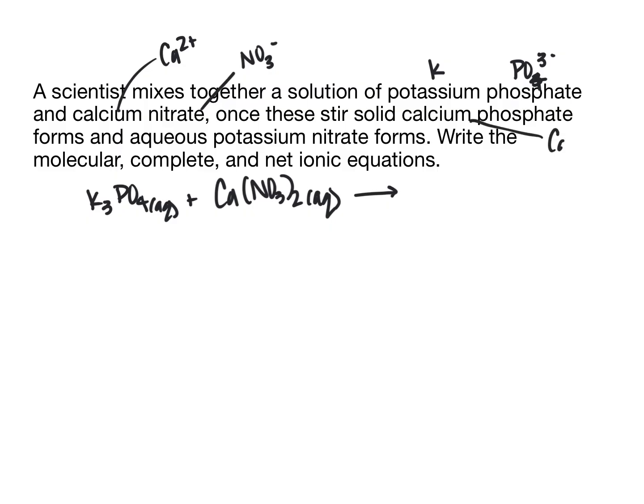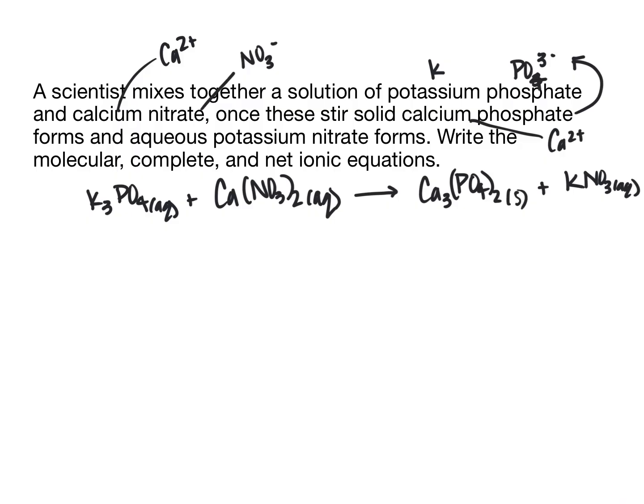So we have Ca2+ and still the same PO4 3 minus. So we have calcium 3 PO4 2, and that is a solid. And you could also have figured this out in your solubility table. And then we have potassium nitrate, which is KNO3 aqueous.